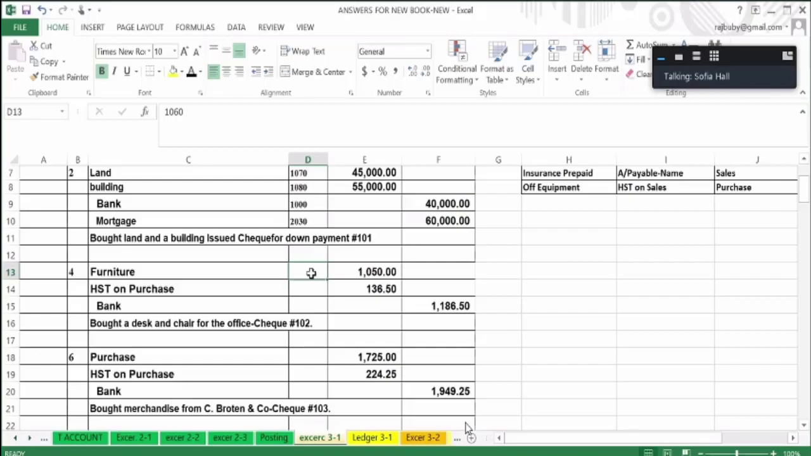How about others? I think the ledger will take too much time because we have to go from one sheet to another, right? Yeah. So it will take too much time. And if everyone wants to go to exercise 3/2, we can go.